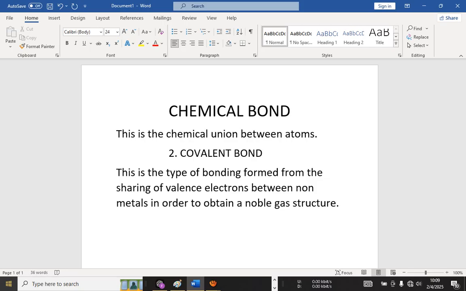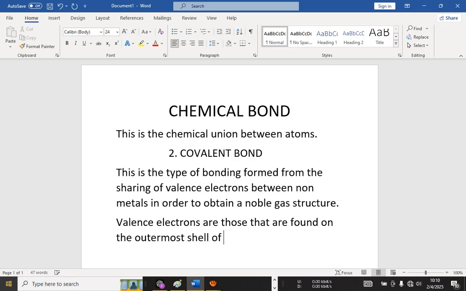Now I also explained about the valence electrons. The valence electrons are those that are found on the outermost shell of an element. So for instance, this is what I mean. You need to understand valence electrons.